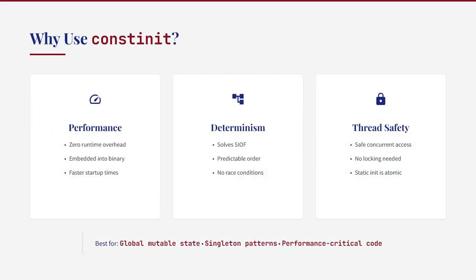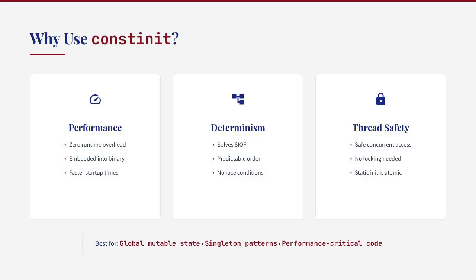There are three main benefits to using constinit. First, performance. There's zero runtime overhead since initialization happens at compile time. The variable's value is directly embedded in the program's data segment, avoiding the cost of dynamic initialization at program startup. Second, determinism. It solves the static initialization order fiasco by guaranteeing a specific initialization order. This is particularly important in large code bases with many translation units.